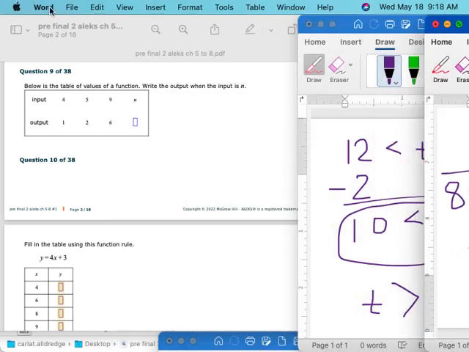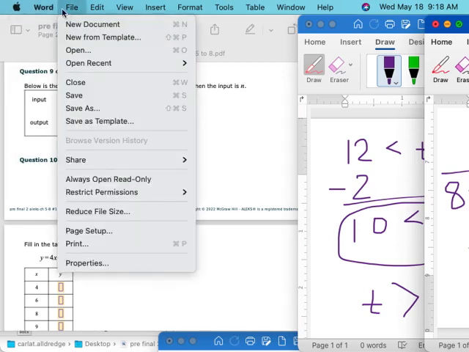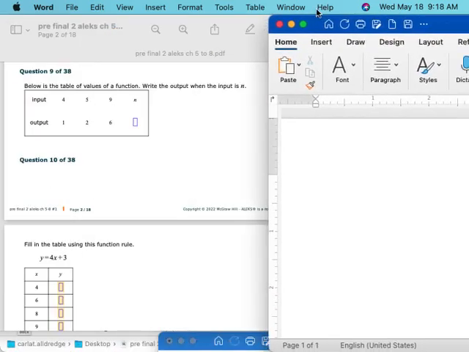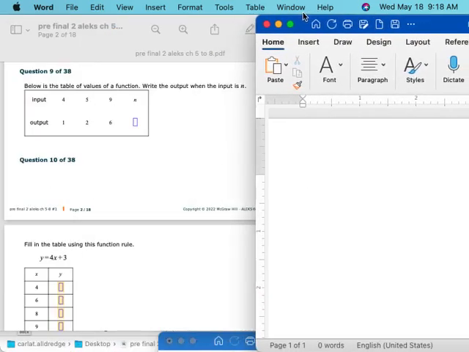Okay, so now we're going to get a new Word document. And we're going to start number 9, because a lot of you have had troubles with number 9. Okay, it says below is a table of values of a function. Write the output when the input is n. So we're looking for a relationship between these numbers. Input, output, input, output, input, output. Does anybody see a relationship?